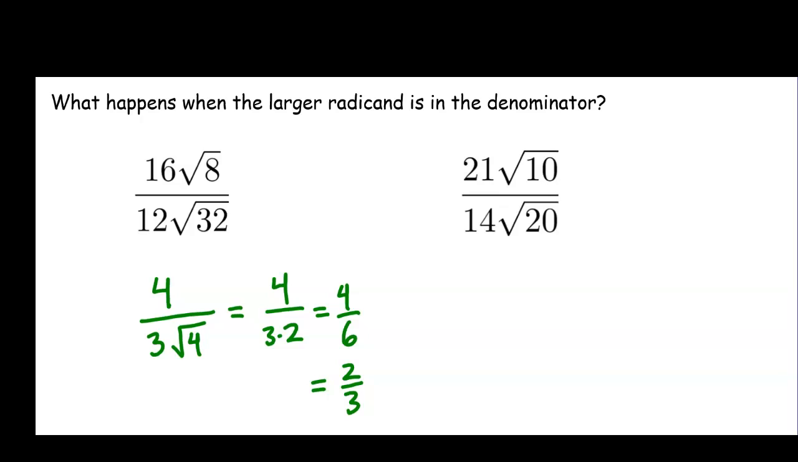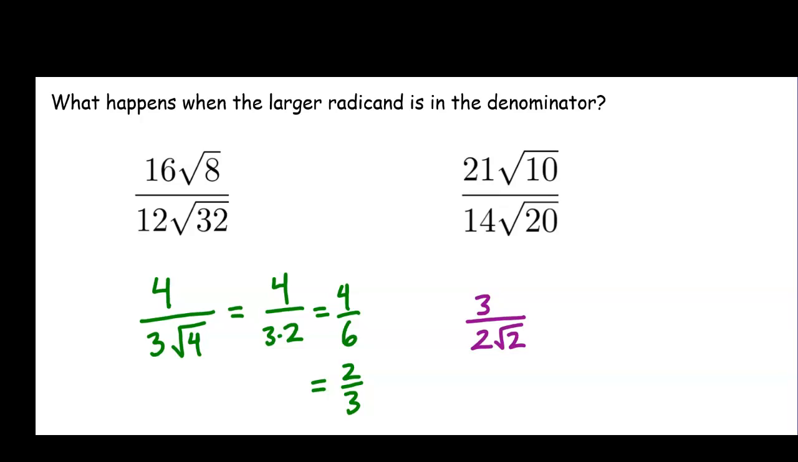Our next example, 21 square root of 10 over 14 square root of 20. So we divide the coefficients, so 21 divided by 14 is 3 over 2. And then 10 over 20 would reduce to 1 over 2. So we have square root of 2 in the denominator.